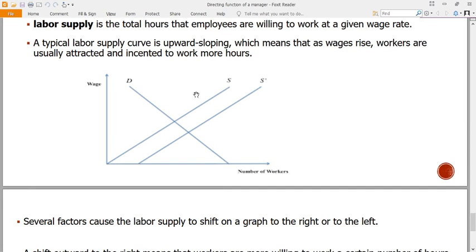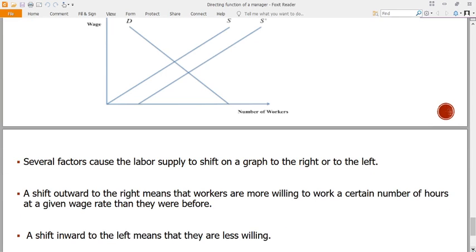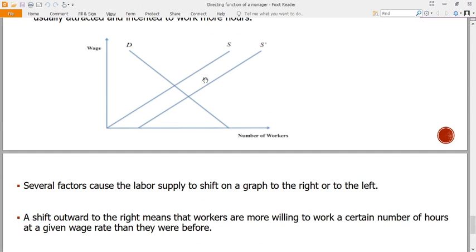So this is the labor supply curve, like the supply curve for commodities. So the higher the wage, the higher the labor supply, or the higher the number of workers that will want that particular job. However, several factors might lead to a shift of this labor supply curve. So it might either shift outwards or inwards.